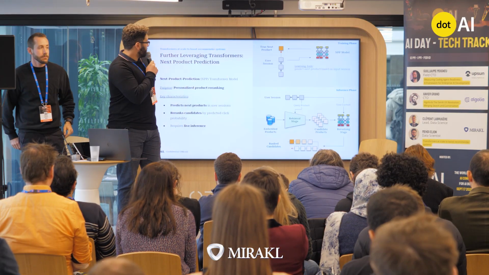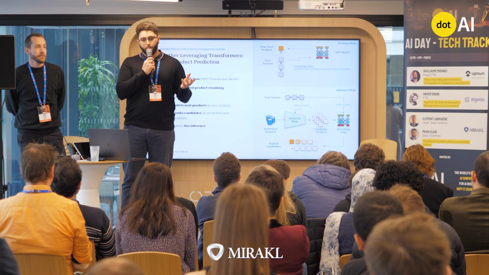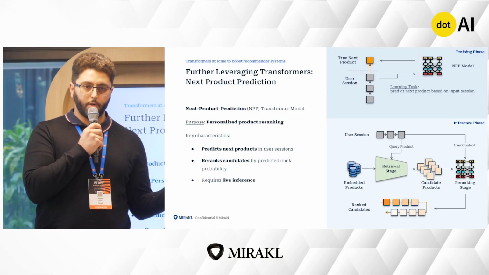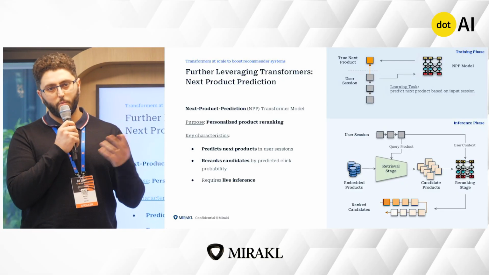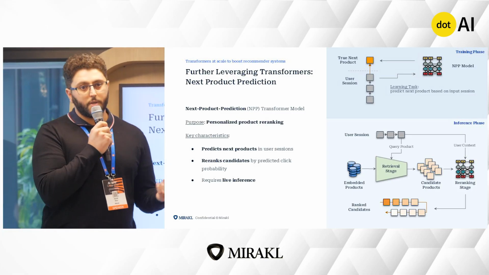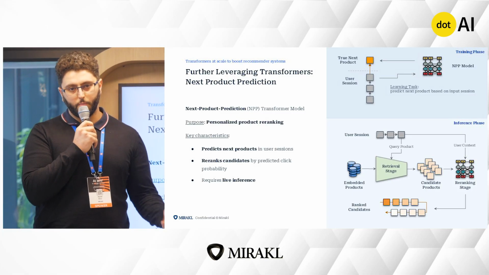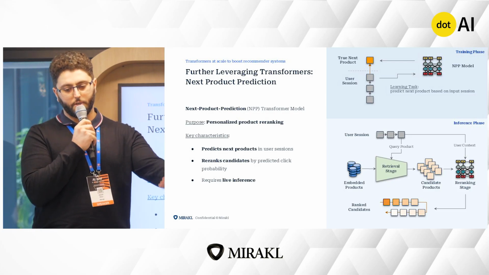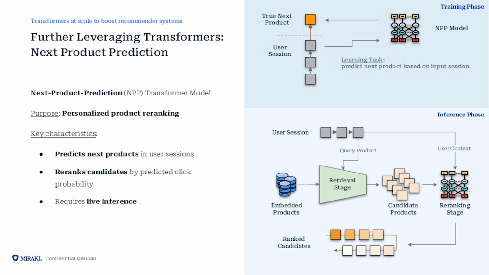Okay. So we've seen how to use transformers to produce powerful product representations. But we wanted to take it a step further and explore other ways to take advantage of those models. So we dug into the next product prediction use case, in which a model is trained to predict the product coming next in a user session. So this is basically the learning task for the training phase.